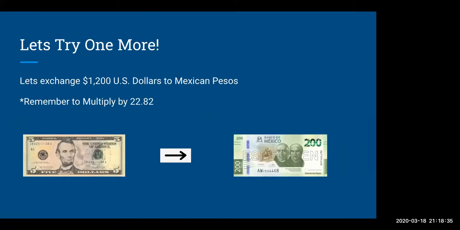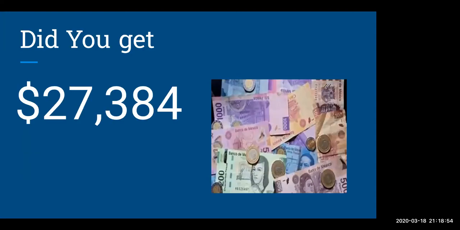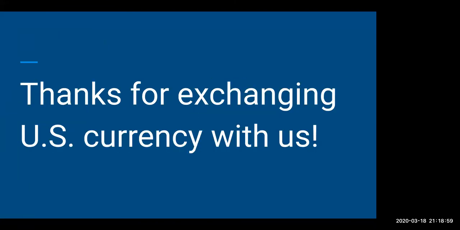We do have one more example with multiplying. If you have $1,200 in US dollars, you want to change it over to pesos, you're going to go ahead and multiply by that 22.82. And then everyone should go ahead and get 27,384. Yep, that's how you exchange currency.